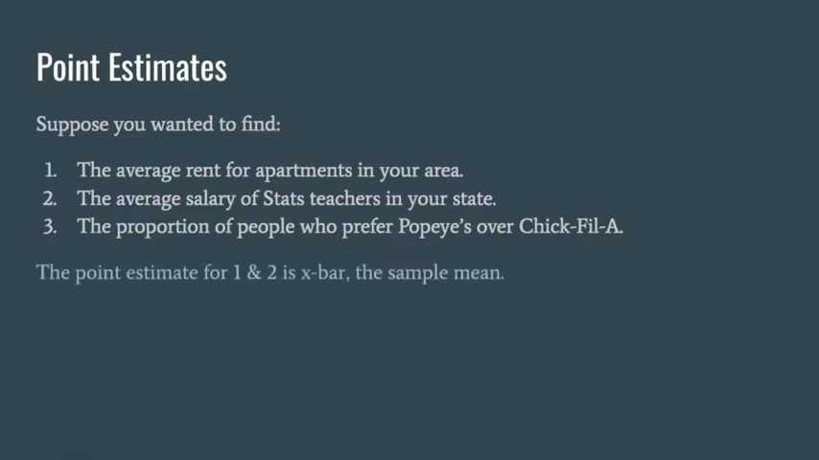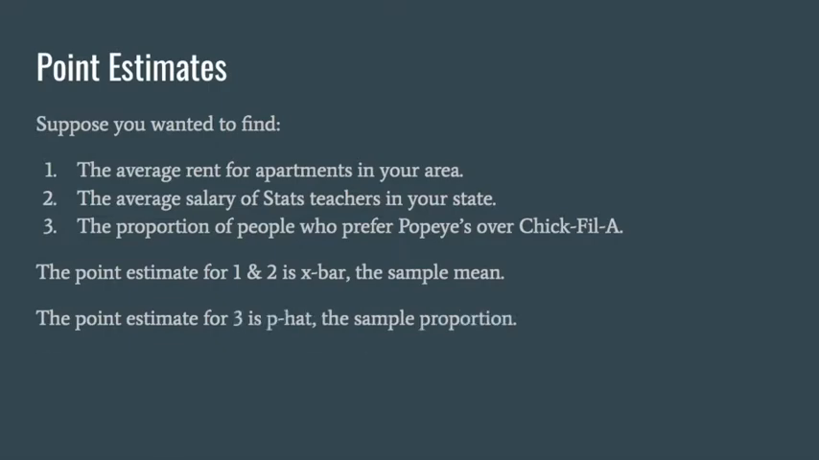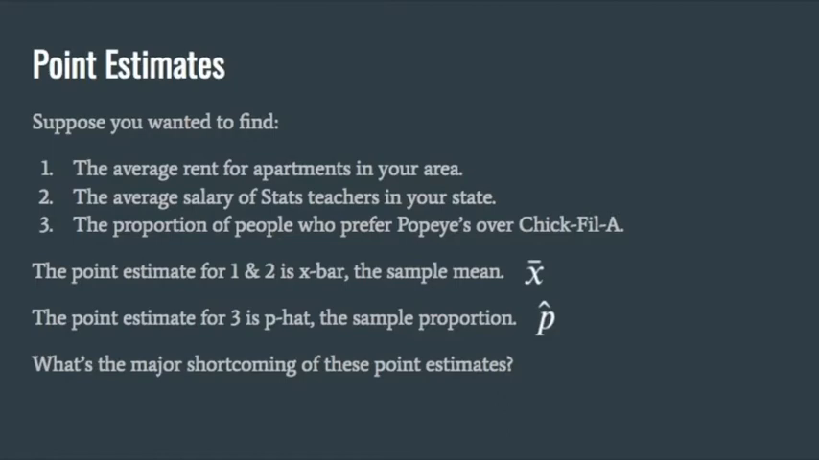But the problem is, with these point estimates, X bar would be the mean, and P hat is what I typically use. Your textbook, I think, uses P prime, like P with a little apostrophe. But the problem with X bar and P hat or P prime is that we don't know whether or not our sample was very good.